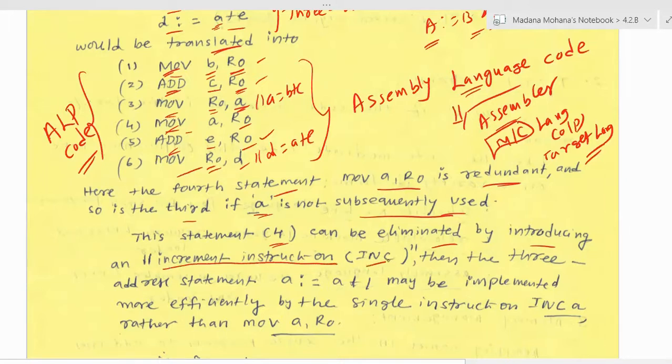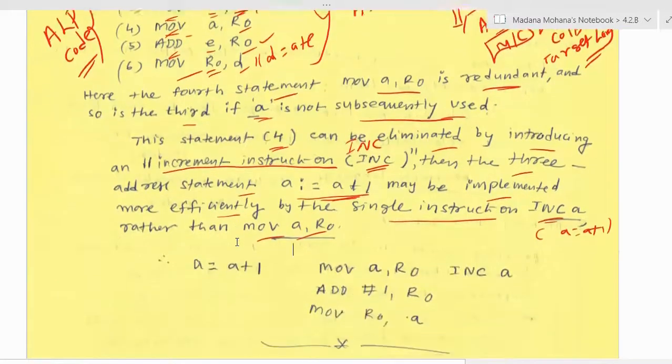an increment instruction denoted as INC. With the increment instruction, the three address statement A equal to A plus 1 may be implemented more efficiently by the single instruction INC A. INC A is nothing but A equal to A plus 1, rather than using move A comma R0. So by introducing the increment instruction, one redundant instruction may be eliminated. Then the code is optimized and you will get efficient code.